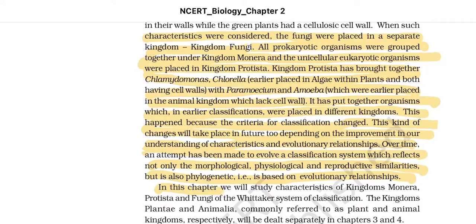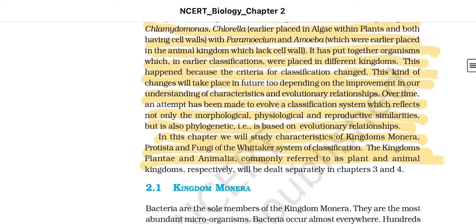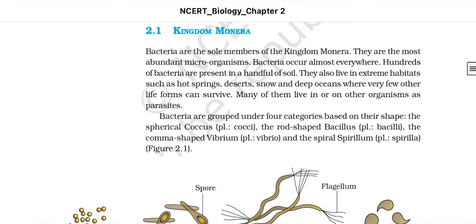In this chapter, we will study characteristics of kingdom Monera, Protista, and Fungi of the Whittaker system of classification. The kingdoms Plantae and Animalia, commonly referred to as plants and animals kingdom, respectively, will be dealt with separately in Chapters 3 and 4. Kingdom Monera.